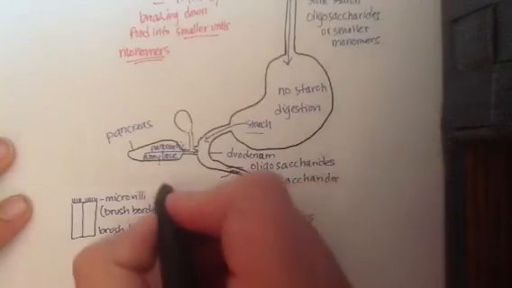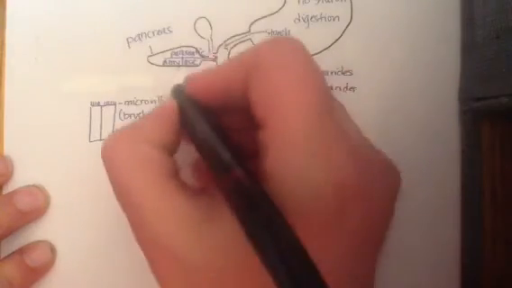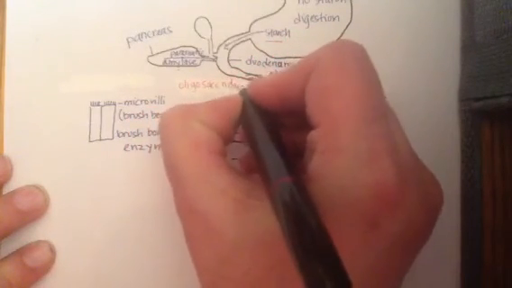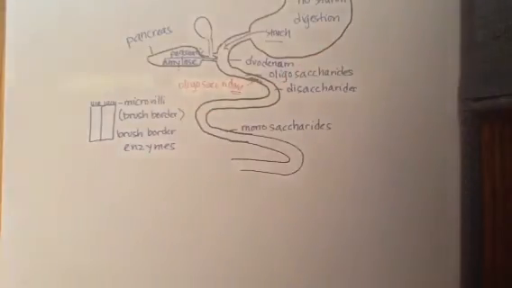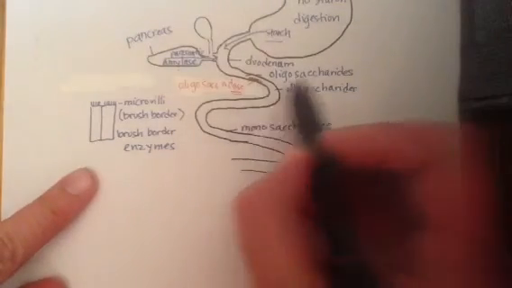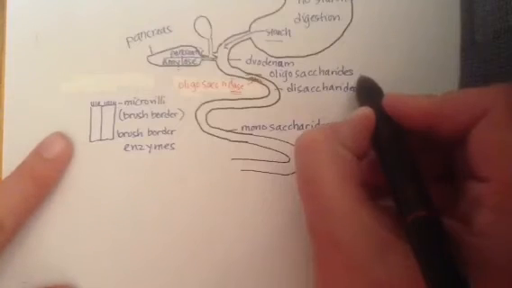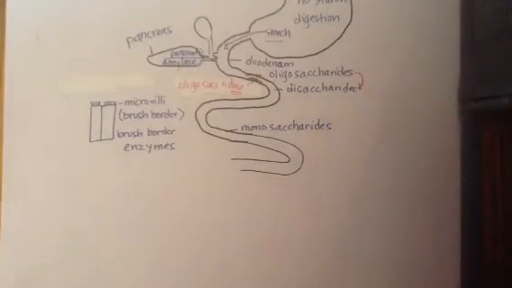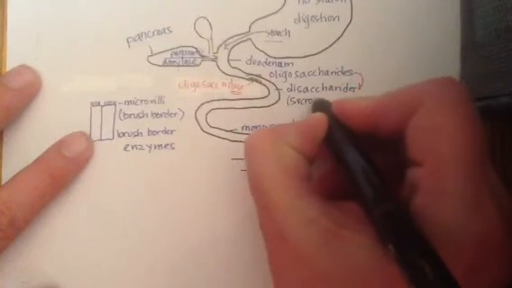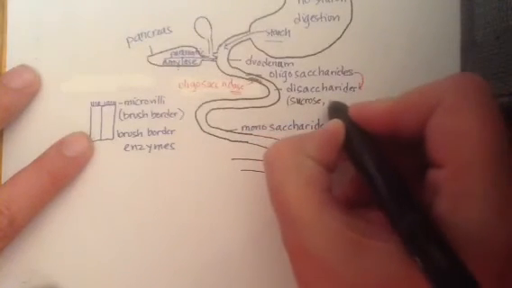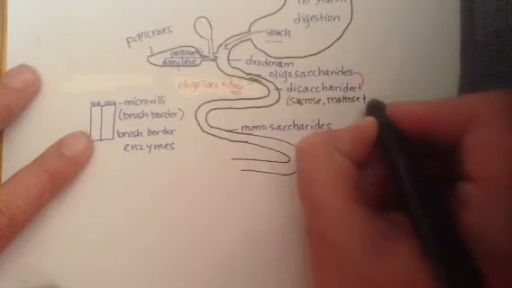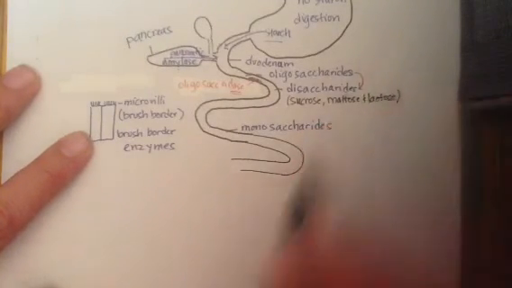But on those microvilli, you have an enzyme, oligosaccharidase. You know these are enzymes because anytime you see that -ase ending, you know that you're dealing with an enzyme. So the oligosaccharidase breaks down the oligosaccharides into disaccharides. When we look at the disaccharides, there are actually 3 different types. Those disaccharides are sucrose, maltose, and lactose.